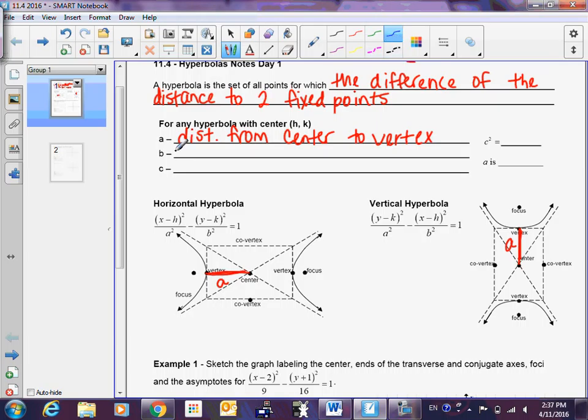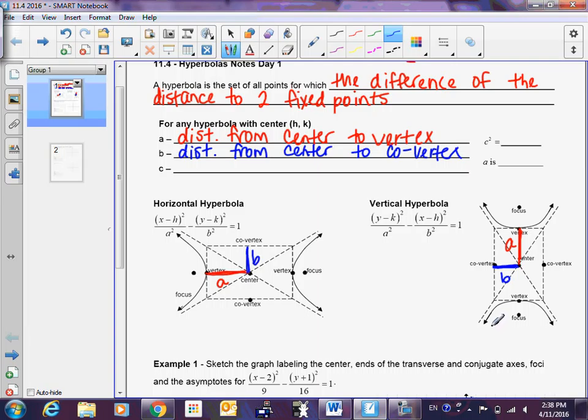All right, so what is B then? It's the distance from center to co-vertex. Okay, and so you notice with hyperbolas, the co-vertex is not actually a point on the hyperbola. It's just there to help with the framework. And when we go over an example, I'll kind of explain that.